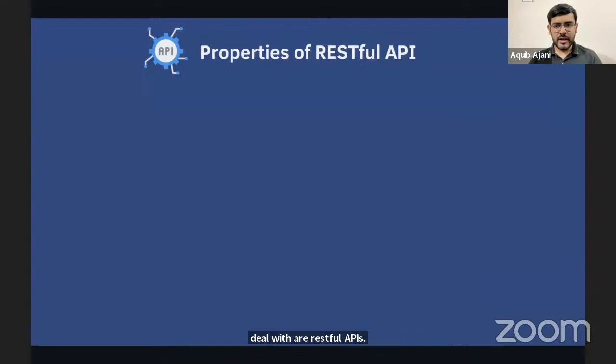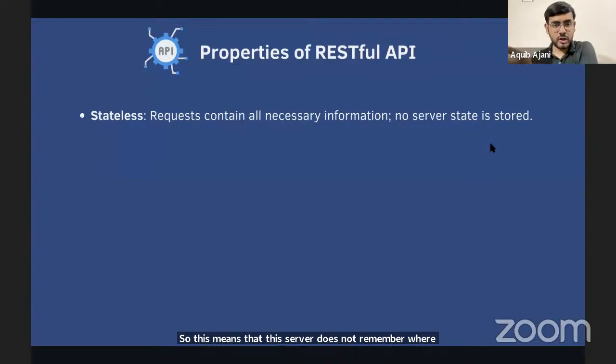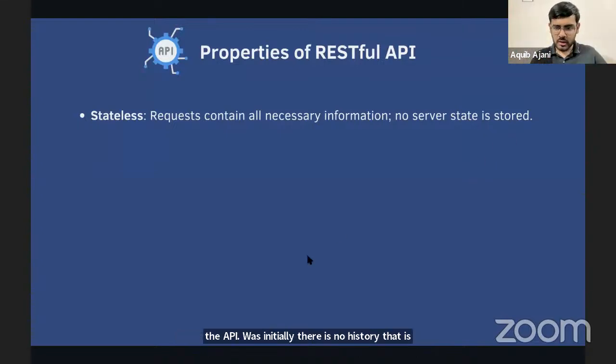Now, there are a couple of properties that an API must follow in order to be called a RESTful API. So let me walk you through those properties one by one, right? The first thing that we have for a RESTful API is called statelessness. So this API is said to be stateless. What that basically means is we don't have an initial and a final state. We cannot reconnect to the same API. Every time we want to fetch something, the data is sent from the API with the API call, right? So this means that the server does not remember where the API was initially. There is no history that is maintained by the server.